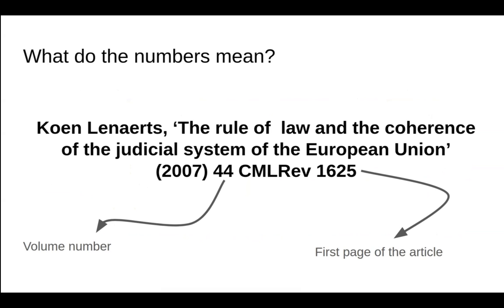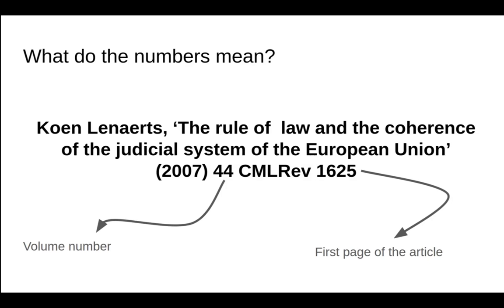Imagine you saw a reference like this in your textbook and you wanted to find it. It will help you a lot if you know what's going on here. Firstly, look how they've shortened the journal name from Common Market Law Review to CML Rev. This is quite common, but these abbreviations can make it harder to decipher the references.